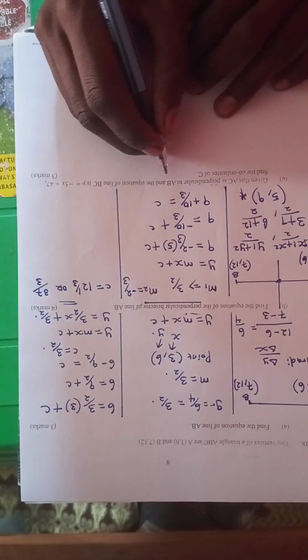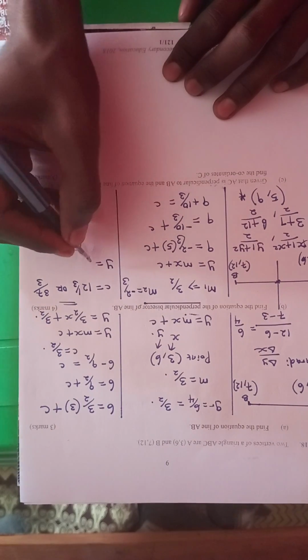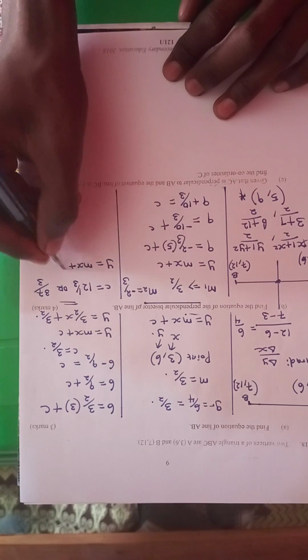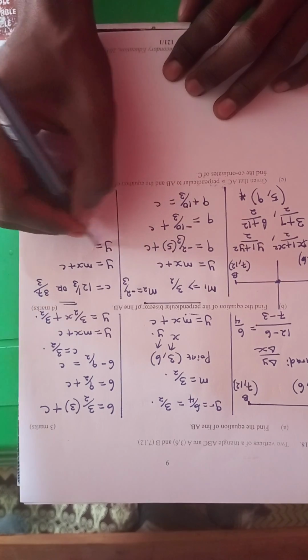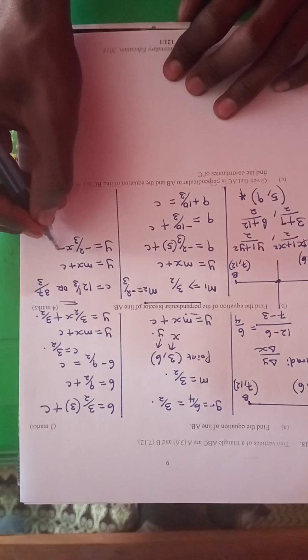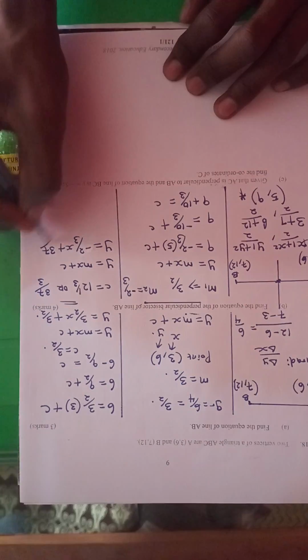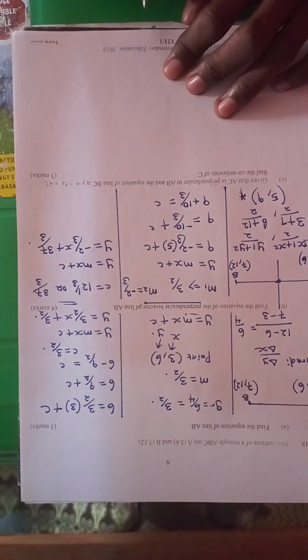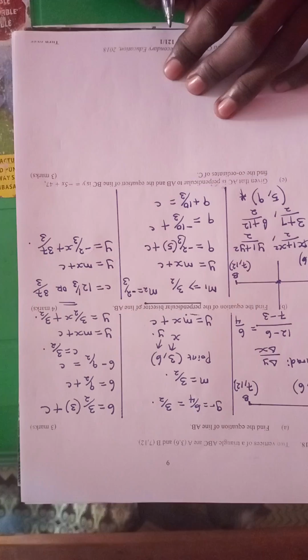So at that point, we can say the equation will be y equals mx plus c. M is the gradient, so we're going to have y equals m, the gradient being -2 over 3, x, and then our c is 37 all over 3. So that becomes the equation of the perpendicular bisector.